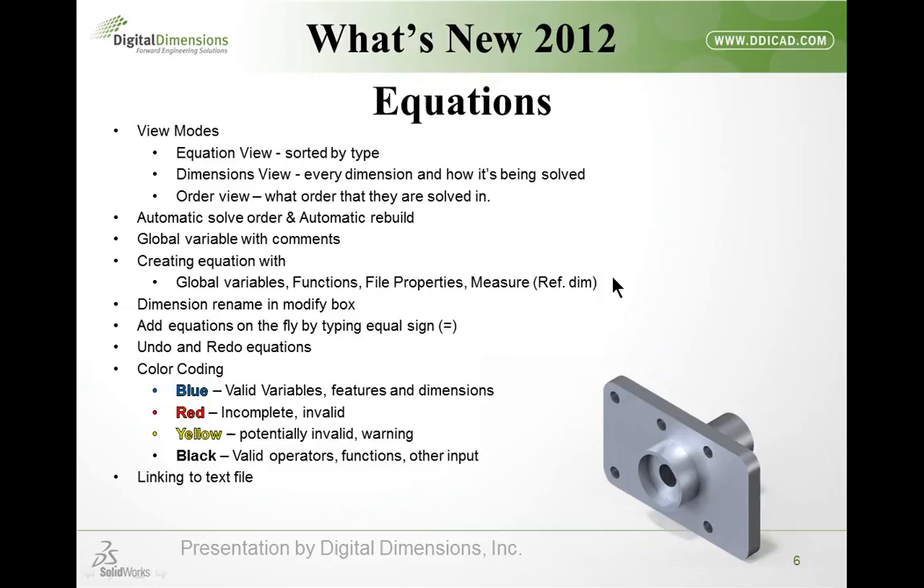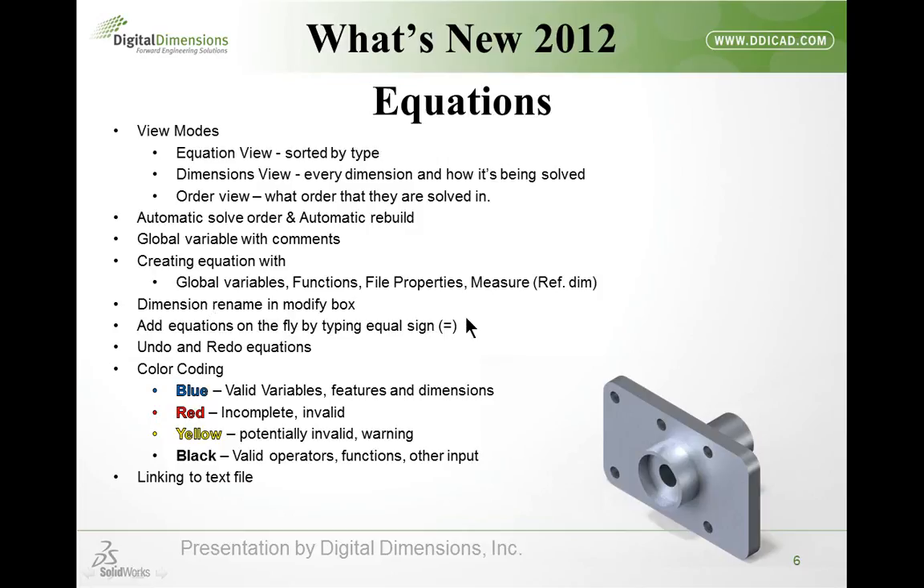Alright, so completely redesigned interface. They've given us essentially 3 different modes: equation view, dimension view, and order view. They've also added an automatic solve, also an automatic rebuild. In the past, you used to have to do Control Q multiple times to get the rebuild to take correctly. Don't need to do that anymore. Global variables, so you can do that with comments, create equations with variables, functions. There's even a new measure, creates a reference dimension. I'll show that as well.